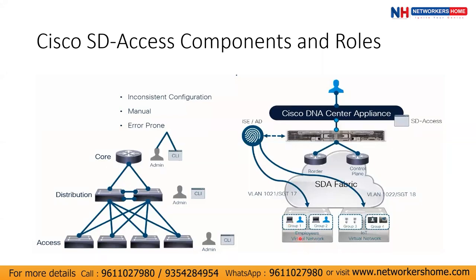So group one, user one falls under this employee virtual network. And we have a specific SGT, like 17, right? So that user has the specific tag. Now if that user goes from one building to another building, the tag will always be there for this particular user. As long as the connection is there, the tag will be there. Once that user gets disconnected, the tag will be removed.